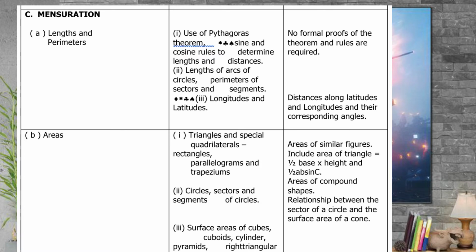Then under mensuration, you should know how to use Pythagoras theorem. You should know how to use sine and cosine rules to determine length and distance. Lengths of arcs of circle, perimeters of sectors and segments, longitude and latitude. These are the things you need under lengths and perimeters.